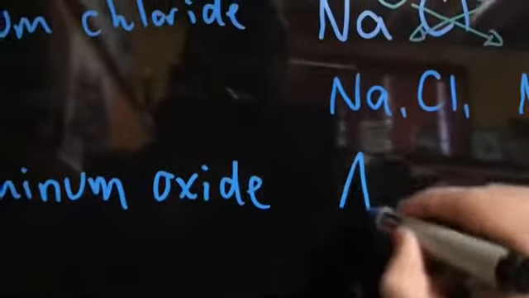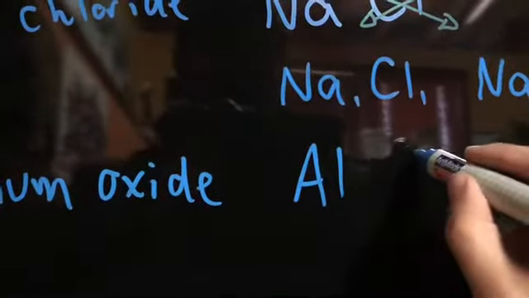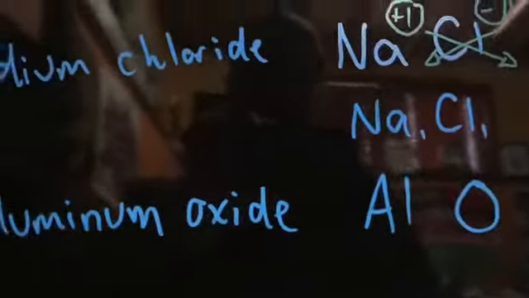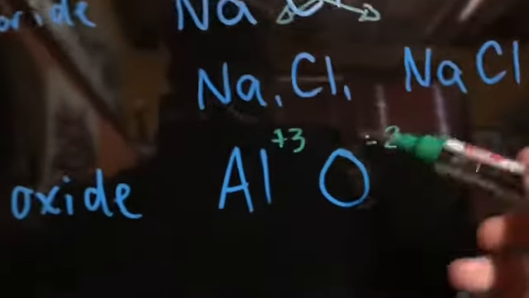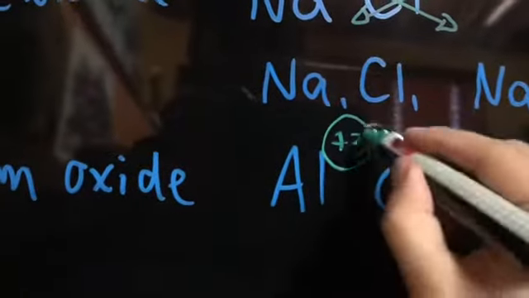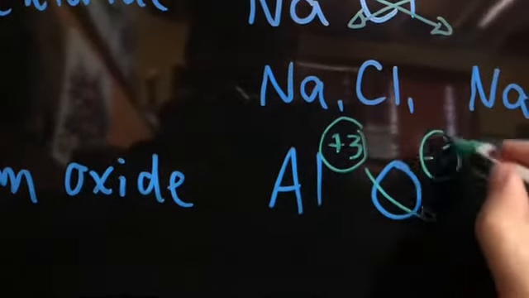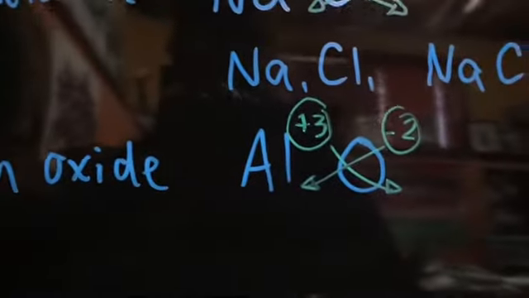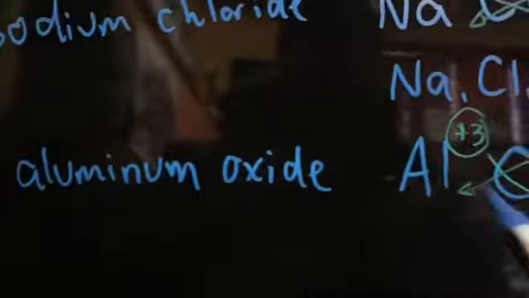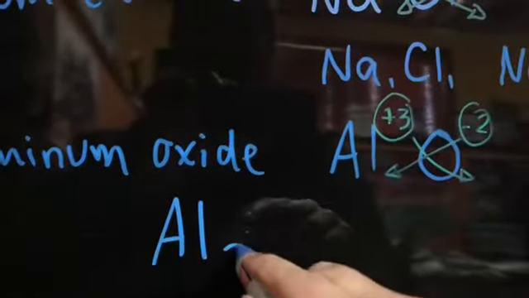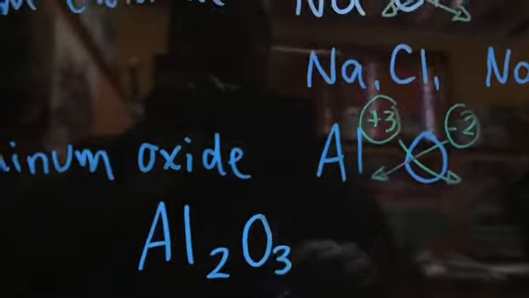So aluminum is Al and oxygen is O. Now if we look in our table, aluminum has a charge of +3 and oxygen has a charge of -2. So if I write those into the table, +3 and -2, and then I take them and I crisscross them over like so, we can find that the formula for aluminum oxide is Al2O3.